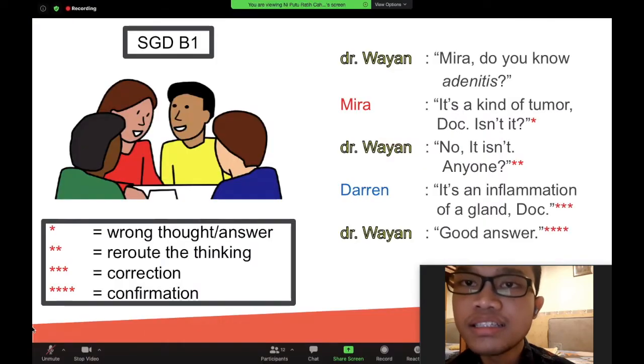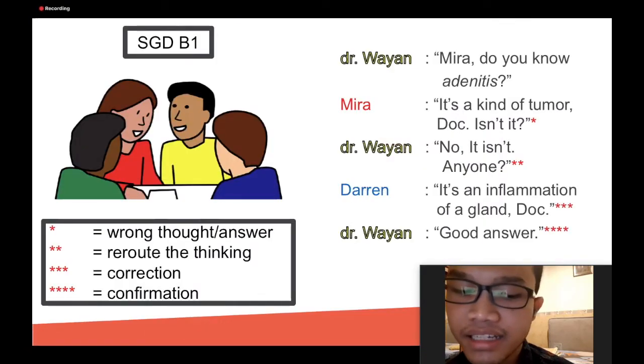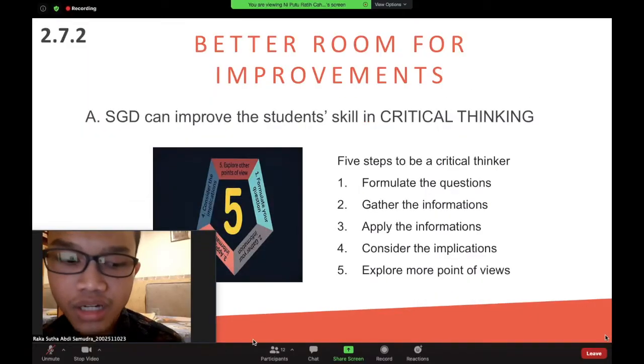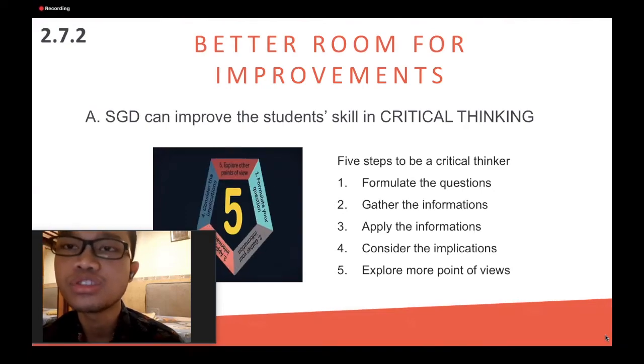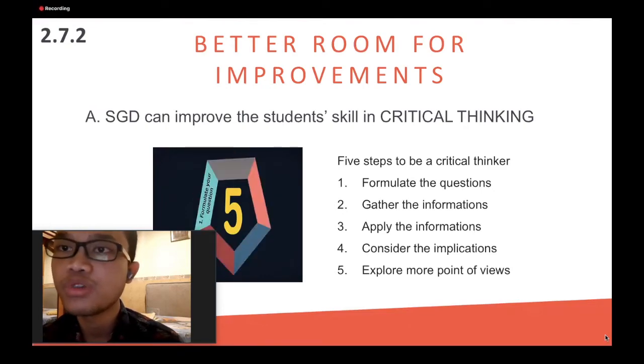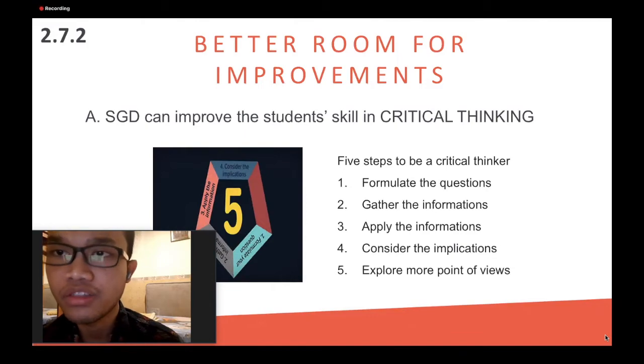Next, this is an example of better understanding in a small group discussion through conversation. Next, here is the second one. It's better room for students' improvement, divided into three aspects. First is critical thinking. How to be a critical thinker?